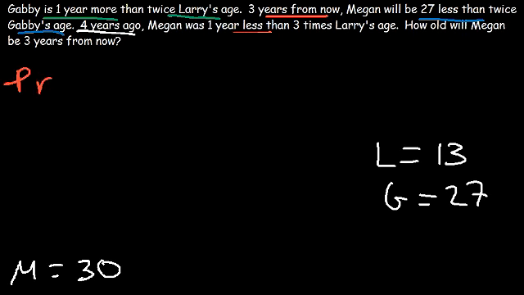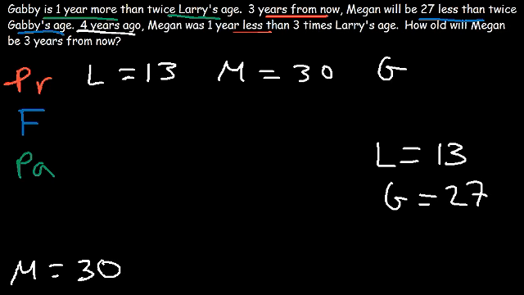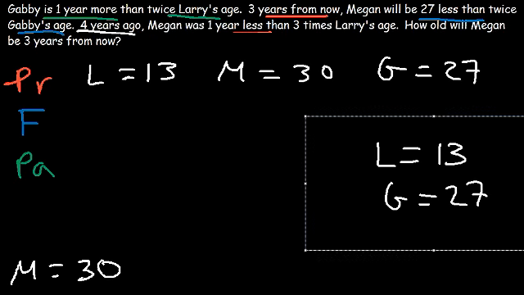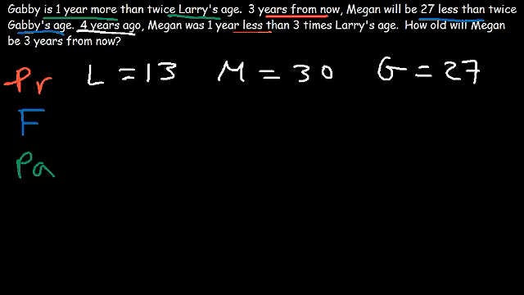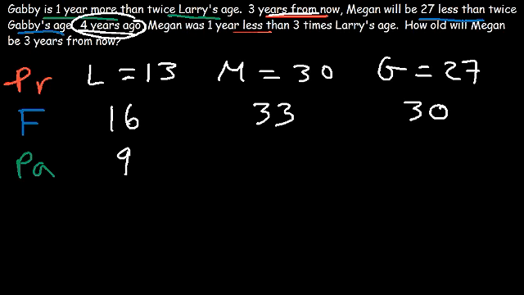So this is going to be the present, the future, and the past. So at the present, Larry is 13, Megan is 30, and Gabby is 27. Now let's fill in the rest of the table. In the future, that is 3 years from now, everyone is going to be 3 years older. So 13 plus 3 is 16, 30 plus 3 is 33, 27 plus 3 is 30. Now in the past, that is 4 years ago, everyone is 4 years younger relative to the present. So 13 minus 4 is 9, 30 minus 4 is 26, 27 minus 4 is 23.